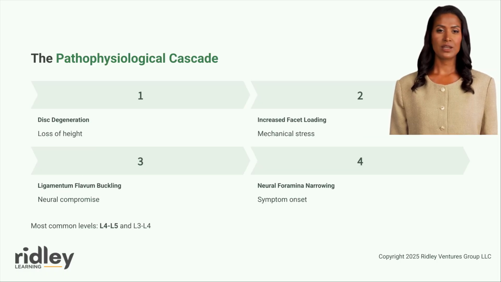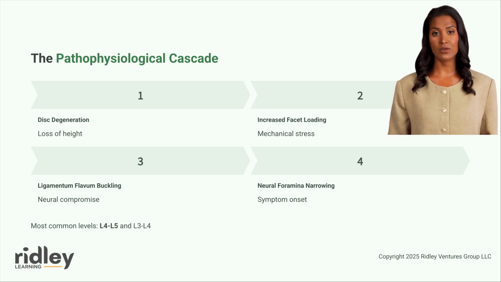Let us now turn to the pathophysiological mechanisms underlying this condition. The pathophysiology of degenerative lumbar spinal stenosis involves a cascade of age-related changes affecting multiple anatomical structures that collectively contribute to narrowing of the spaces available for neural elements. Understanding these mechanisms provides the foundation for appreciating both the structural basis of symptoms and the rationale for various treatment approaches, including the flexion-based exercise strategies that form a cornerstone of rehabilitation management.